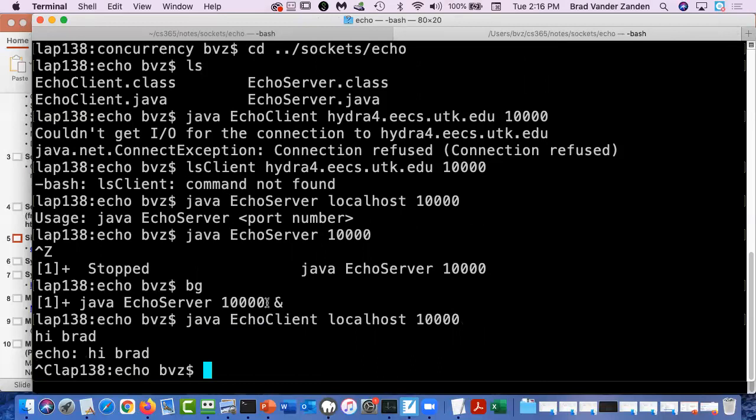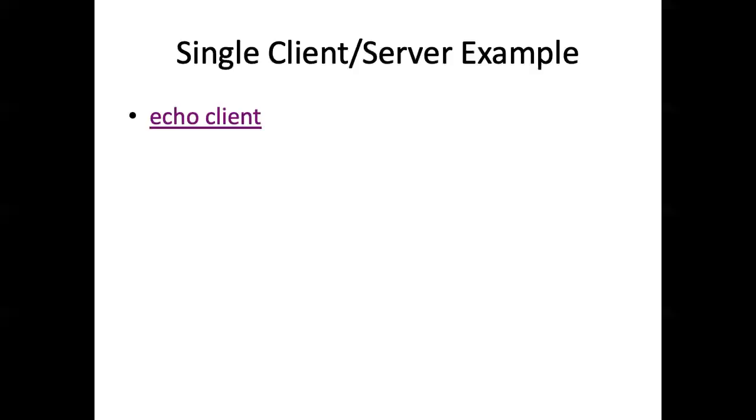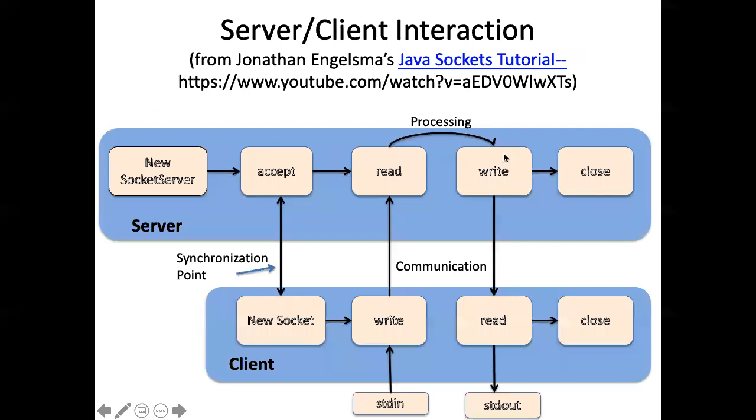Okay, questions about what you just saw? Let me just go back and show you what just happened. Again, this was the Echo server. It created a new socket server and called accept. It then waited until a client created a socket, and when that happened, the server got a socket and the client got a socket. They now share this communication.